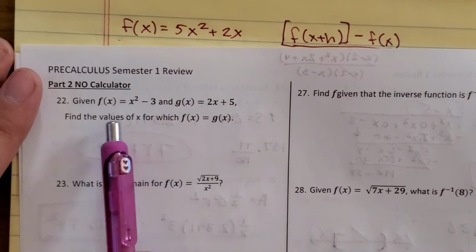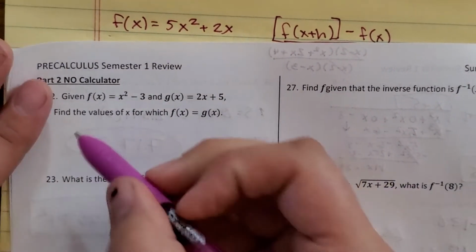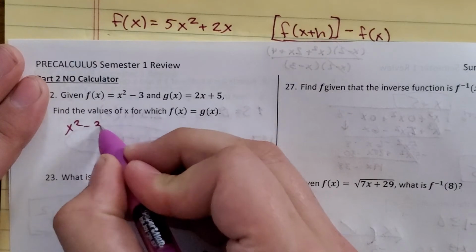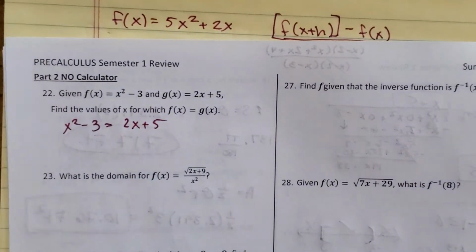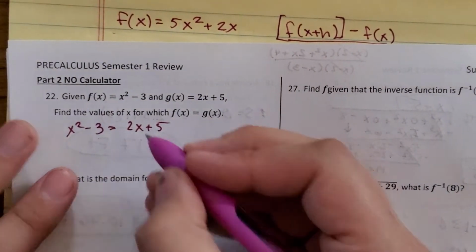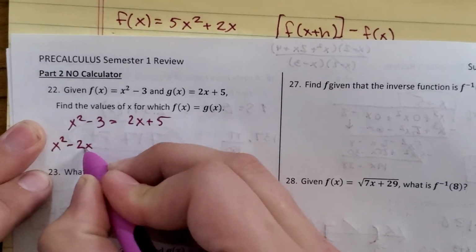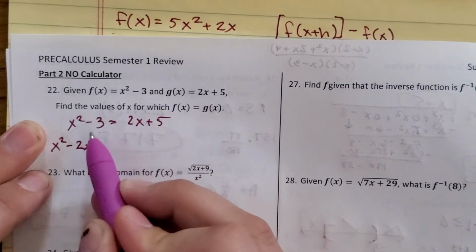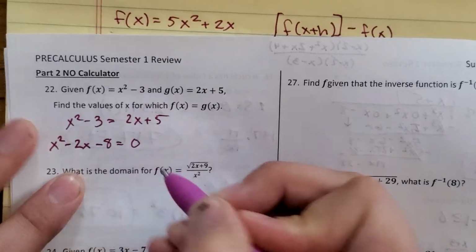It says take f of x and set it equal to g of x and figure out what values of x work. So I have x squared minus 3 equals 2x plus 5. I need to combine my like terms. I'm going to subtract 2x, so I get x squared minus 2x minus 3, and I'm going to subtract 5, so minus 8, equals 0, since I have nothing left over on the other side.